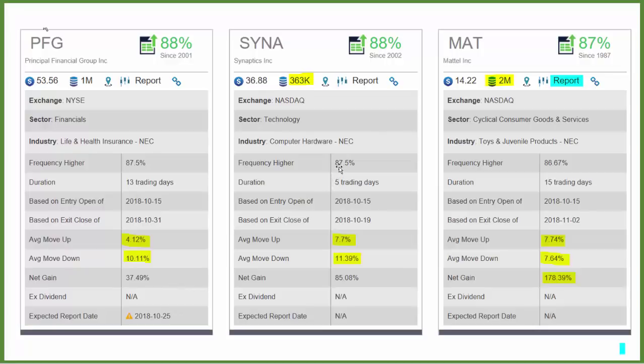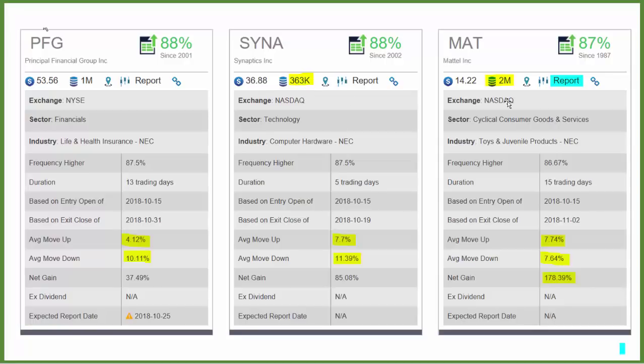And then I go to SYNA, Synaptics Incorporated, and again you have a bigger average move down. So that's a caution. It's not an elimination factor, but you also have lower volume, so it's not one of the better ones.